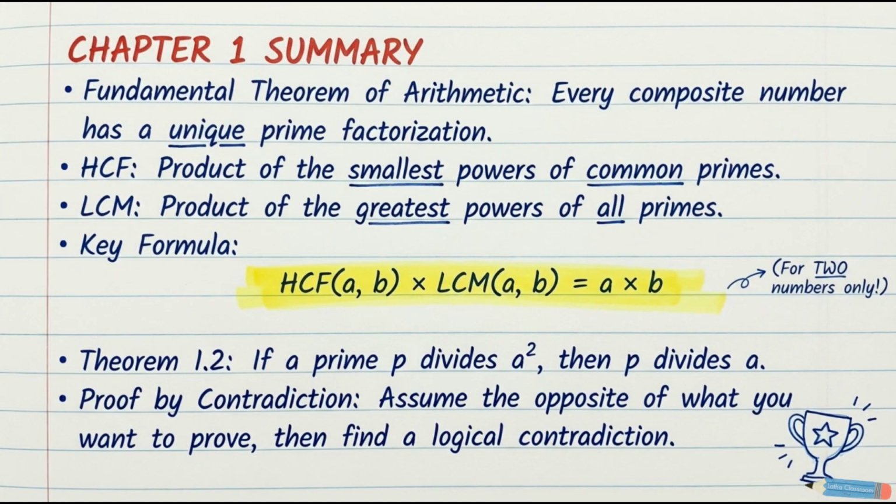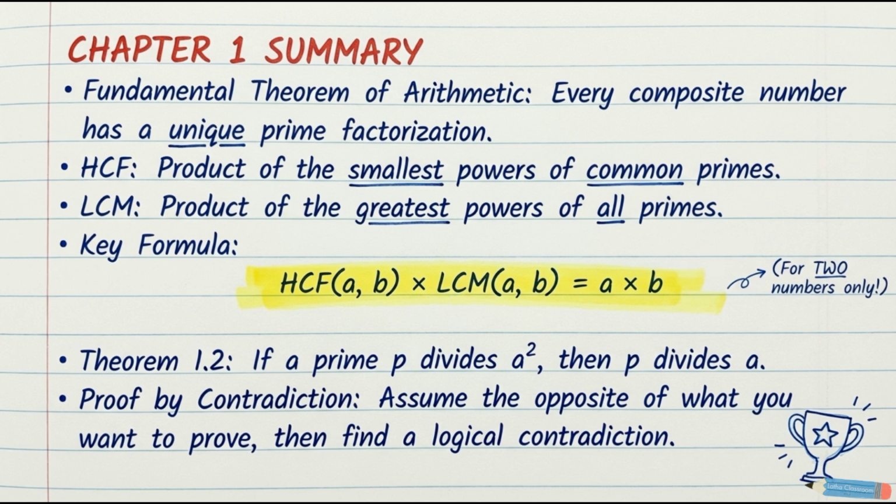Chapter 1 summary. The fundamental theorem of arithmetic: every composite number has a unique prime factorization. HCF is the product of the smallest powers of common primes. LCM is the product of the greatest powers of all primes. Key formula: HCF of a, b into LCM of a, b equals a into b. For two numbers only, this formula applies.